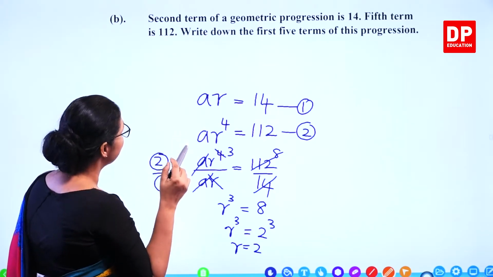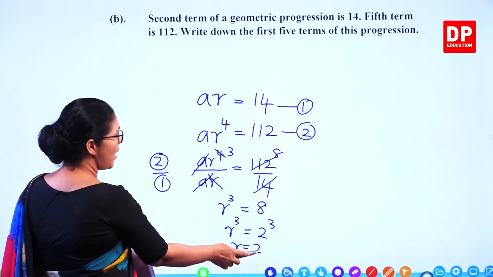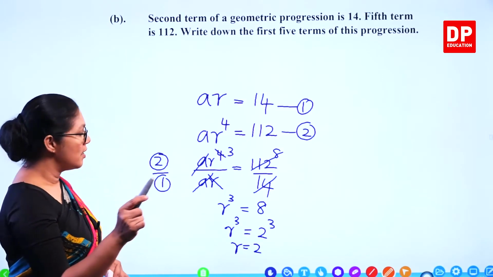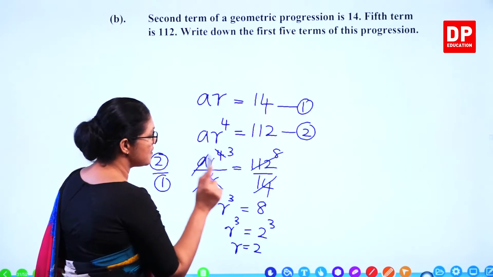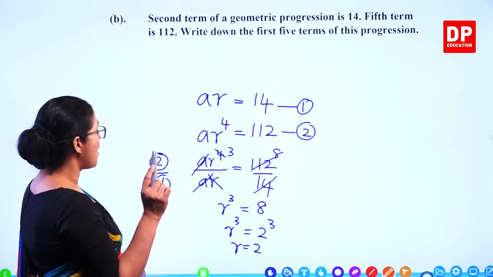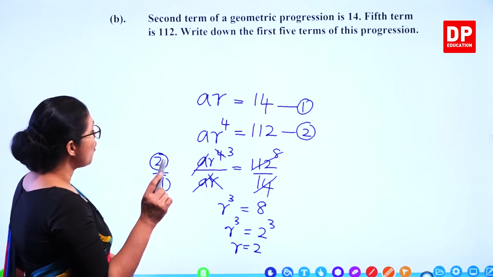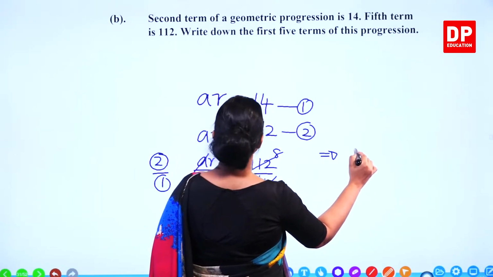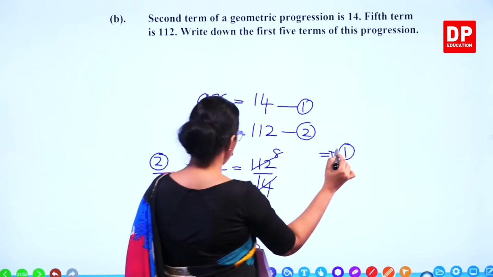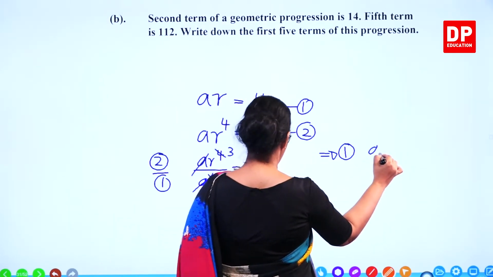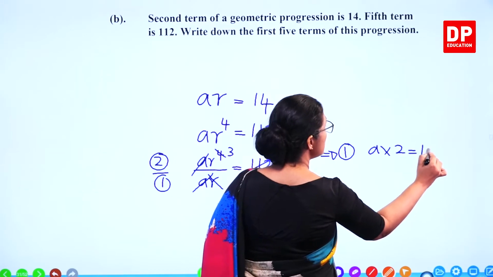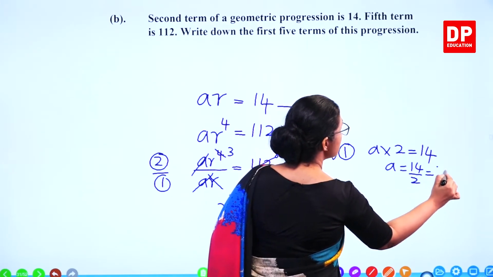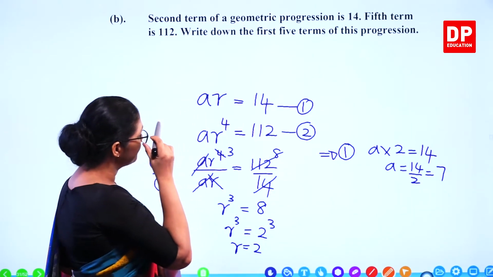And here, can you write down the negative power? No, because negative power becomes negative. So only the positive R. Now we found R. What's the first term? Using the first equation, you can find A into 2 is equal to 14. A becomes 14 divided by 2. That's 7. First term is 7.